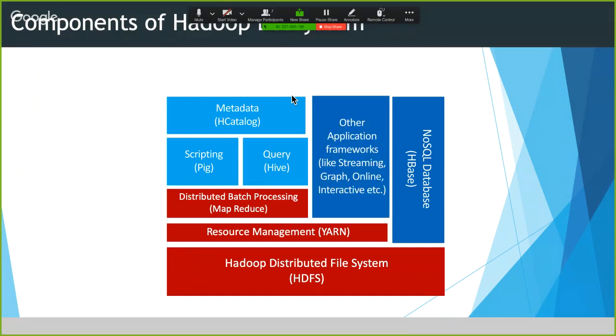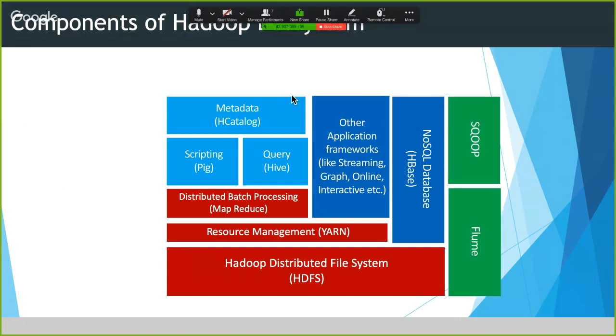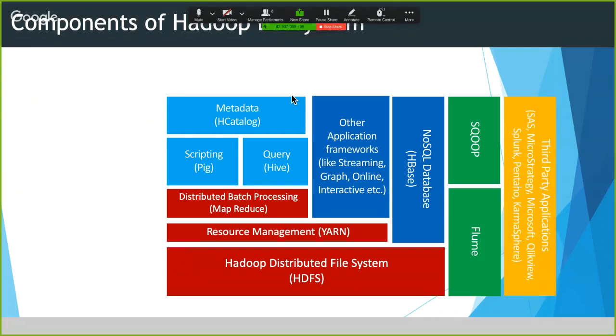For other applications, you can have graph APIs. Now this is your Hadoop. Then you need to bring data into Hadoop from different sources. Flume could be one solution, and Sqoop. Sqoop is usually used to bring data from your traditional databases like Teradata, Oracle, MySQL. You can also have third-party plugins like Microsoft Power BI and Splunk. You just name it, pretty much everybody supports it.